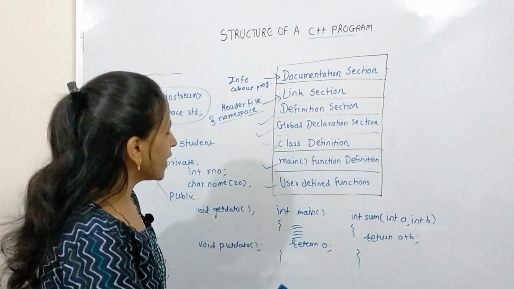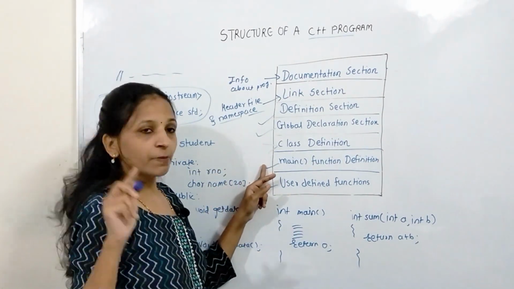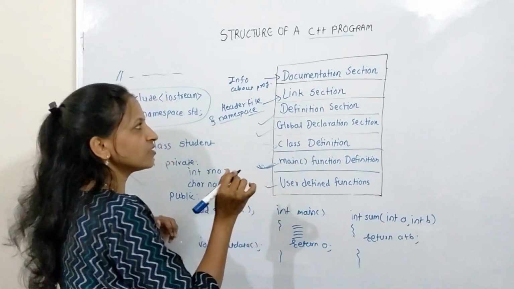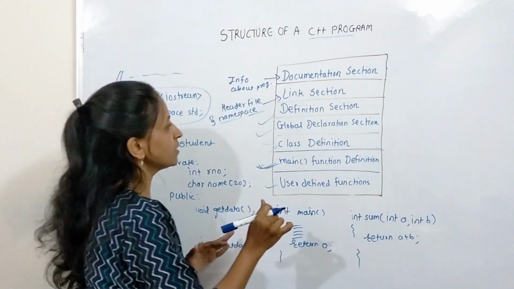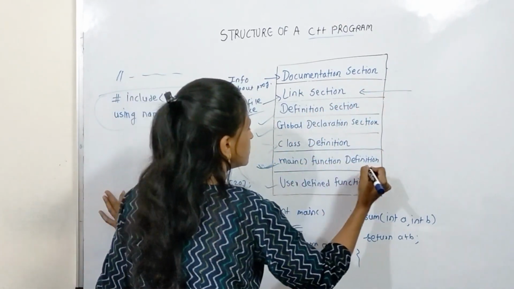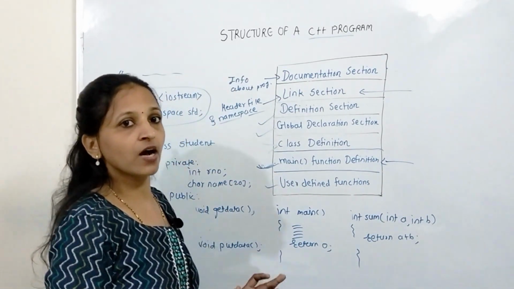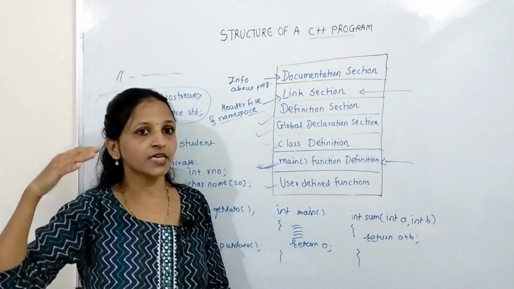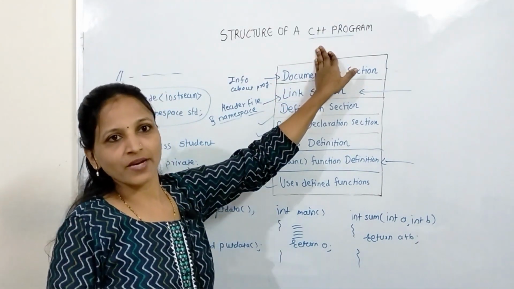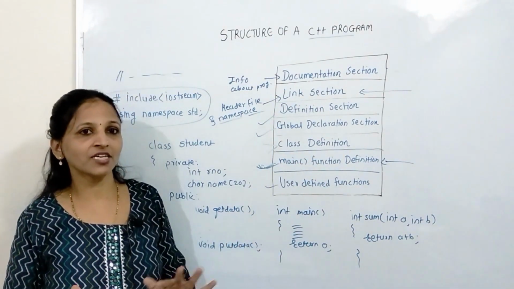Getting? Then see, this class definition is again not compulsory, but main is compulsory. This one is compulsory and user defined is not compulsory. Here the compulsory parts are only the link section and the main function. These are the only two compulsory parts. Those we have used while writing the hello world program. We have covered the structure of a C++ program, and in the next session we will see the variable and keyword concept.